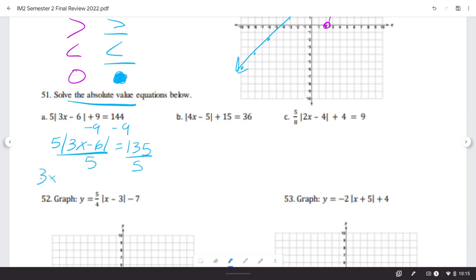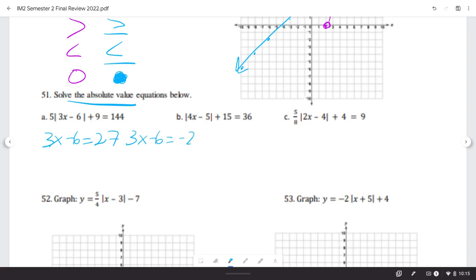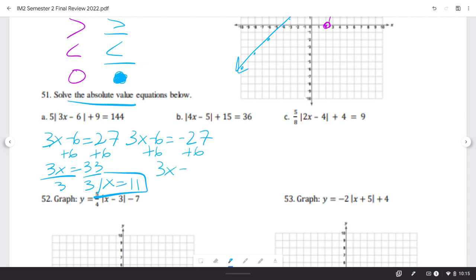And we get 3x minus 6 equals 27. That's going to give us one answer. 3x minus 6 equals negative 27. That's going to give us the other answer. Okay, so you've got 2 answers right there.